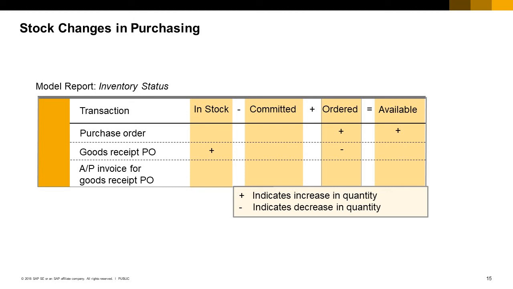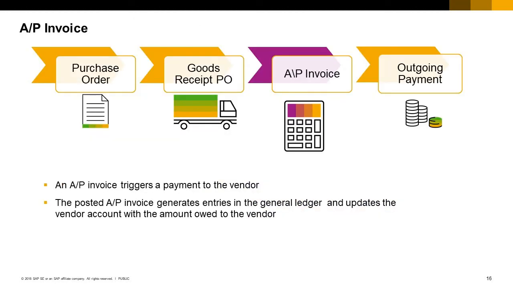As long as an AP invoice references a goods receipt PO, it will not affect stock levels. An AP invoice is entered into SAP Business One when you receive an invoice from the vendor.